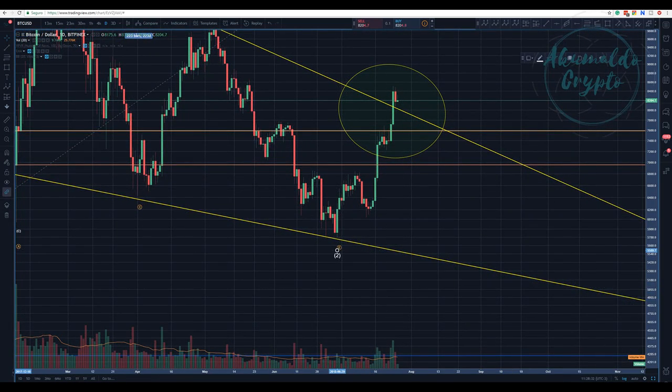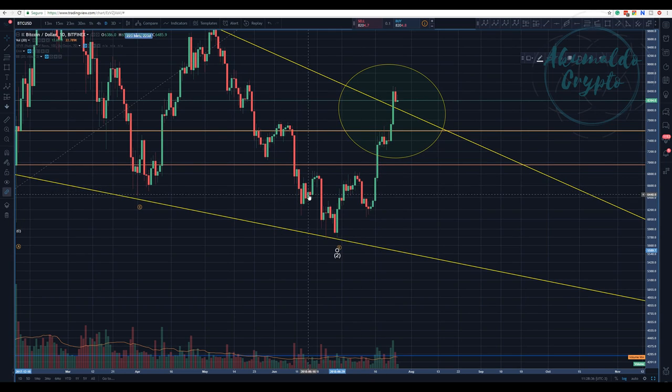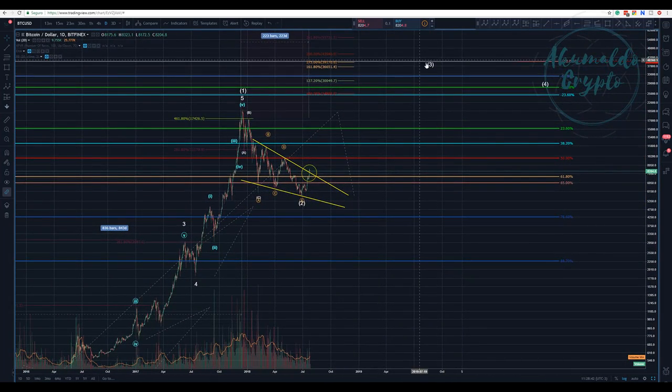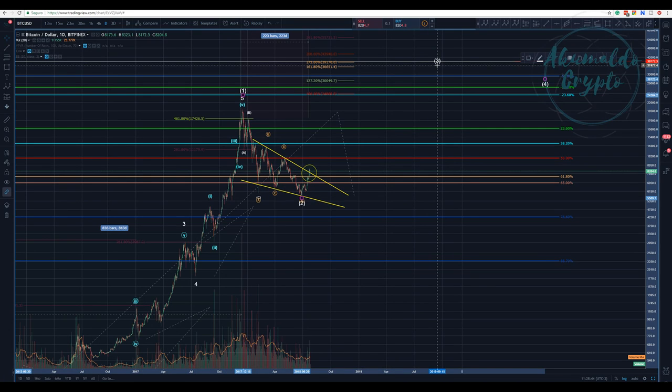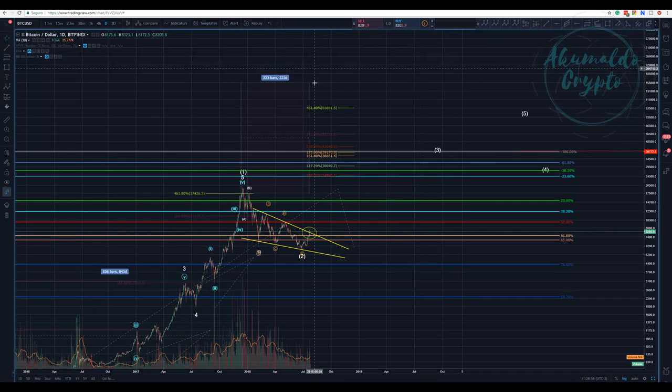Okay, and what is the forecast? Zooming out here, what we have is that we are going to start this wave 3, if we are indeed going to. If we are indeed going to start this wave 3, it's going to be a huge wave 3.